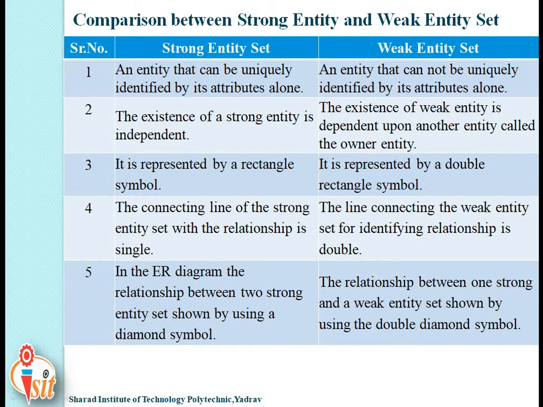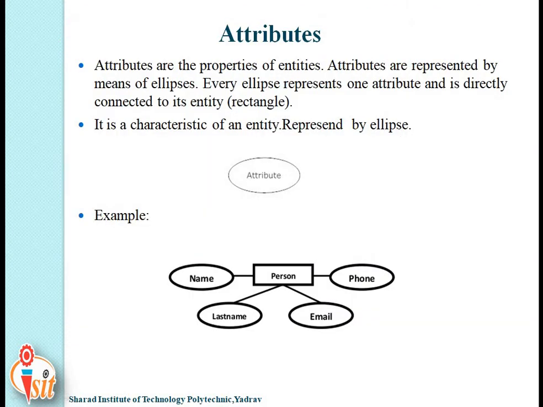In a strong entity set, the line connecting the strong entity set with the relationship is single, but the line connecting the weak entity set for the identifying relationship is double. The last difference is that in the ER diagram, the relationship between two strong entity sets is shown by using a diamond symbol, but the relationship between one strong and one weak set is shown by using a double diamond symbol. This is about the difference between strong entity and weak entity set. After the concept of attributes, we will see the examples of strong entity set and weak entity set.